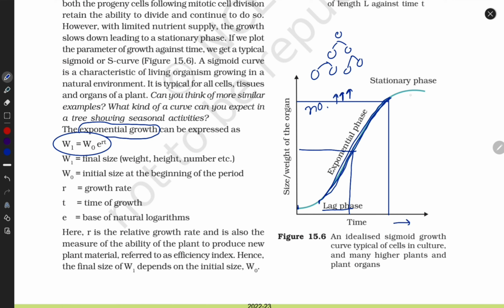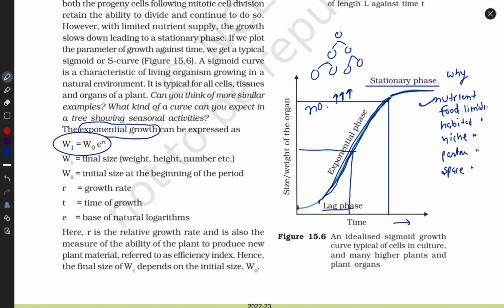But after increasing for some time, they stop. Stationary phase. Why do they stop? Because guys, nutrient is limited, means food is limited, habitat is limited, niche is limited, their partner also limited. Their space is also limited. So after some time they reach their stationary phase where they don't grow. If they do not get proper food, if they do not have any kind of habitat and niche, they can't grow.